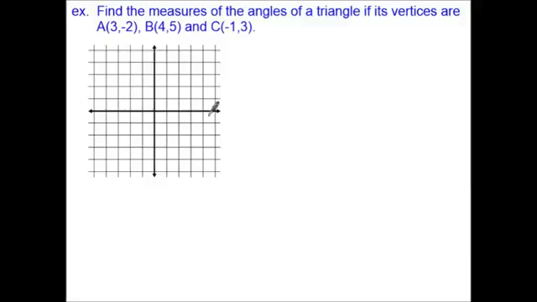Okay, let's pretend that A is at (3, -2), so right there I've got A, B is going to be (4, 5), there's my B over there, and then C is (-1, 3), right about there is C. Okay, so I'll do my best to draw a reasonable triangle through these 3, just so we have some kind of ballpark frame of reference to shoot from.